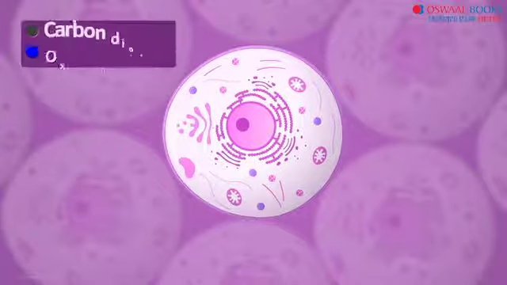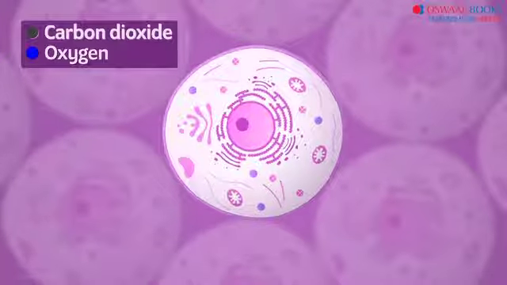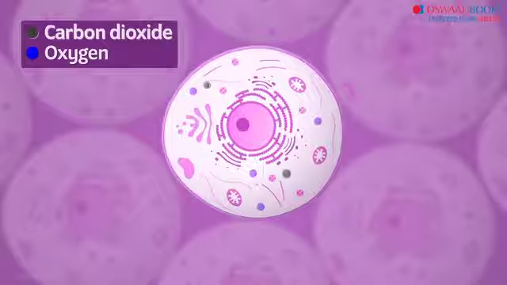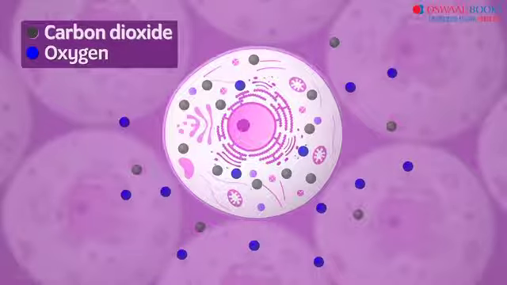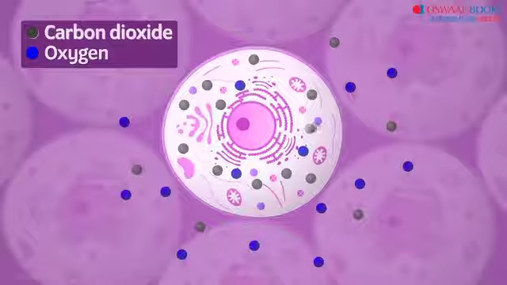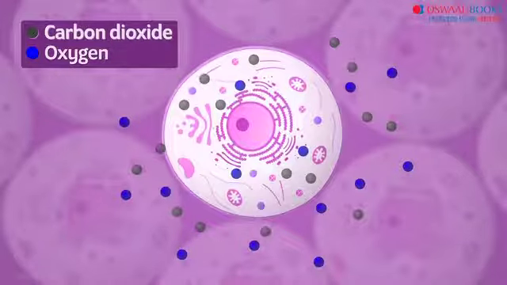Take carbon dioxide for example. When cells undergo cellular respiration, a lot of carbon dioxide accumulates in the cell. On the other hand, there is very little carbon dioxide present outside the cells. Hence, the carbon dioxide molecules move outside the cells.